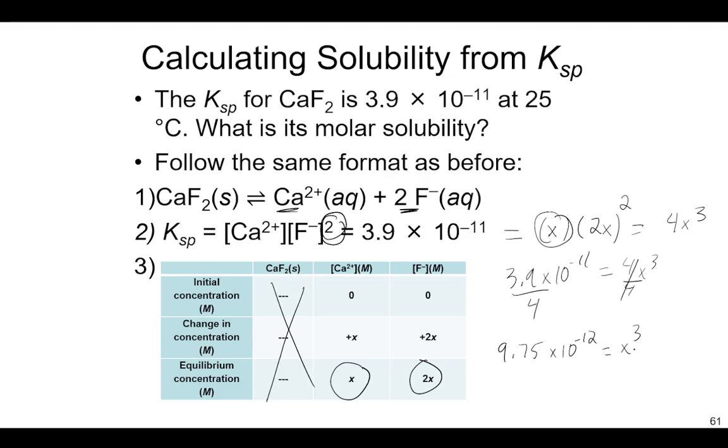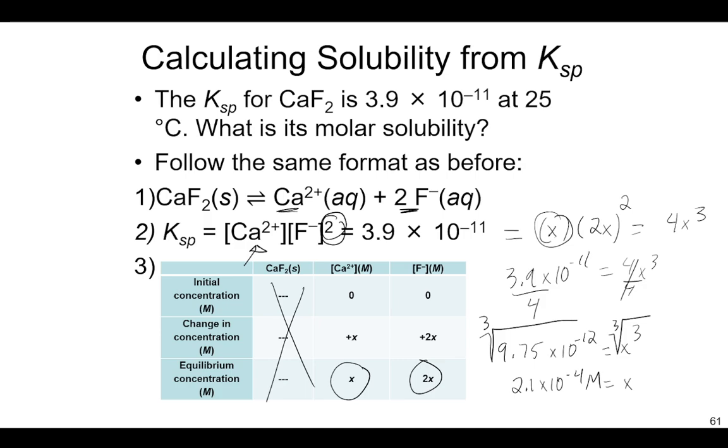equals x cubed. Now I can solve for x by, well, it's not a square root because it's not x squared, it's a cube root. So look for the cube root button on your calculator. The cube root of 9.75 times 10 to the negative 12 gives me 2.1 times 10 to the negative 4. That is equal to x. And the unit here is concentration, molarity. So my x here is 2.1 times 10 to the negative 4.